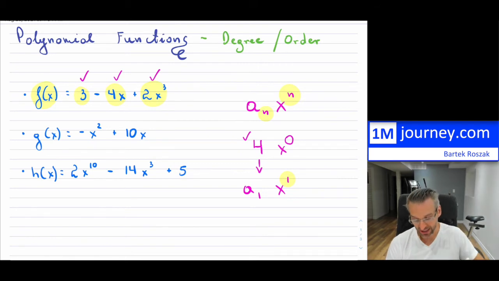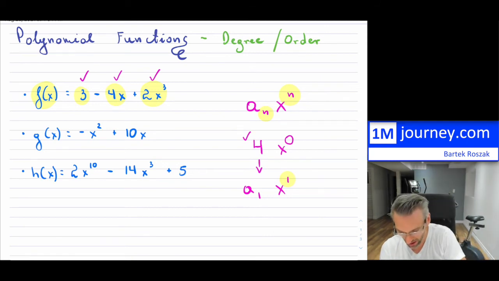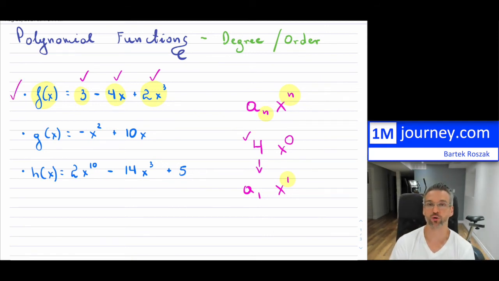Now, because we can describe every single term, you might ask, what about the entire function? What order or degree is that function? So this f of x, what is it for that entire polynomial? When we do that, we always take the highest order. The first term was order 0, the second term was order 1, and the third term was order 3. So we say that the polynomial f of x has a degree or order of 3, because we took the largest value.